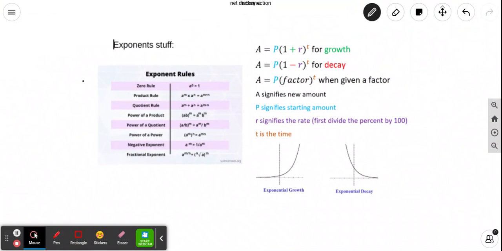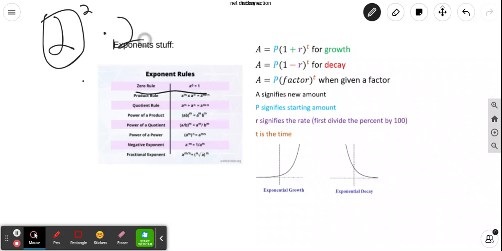So anything to the power of 0 is 1. And as long as they're the same bases, 2 to the 2 times 2 to the 5th, you can just add them. Just go 2 plus 5, so 2 to the 7th. You have to make sure they're the same bases, so the 2 and the 2.